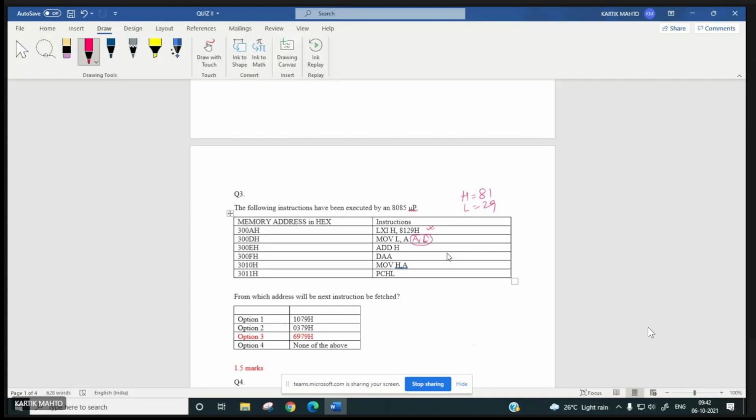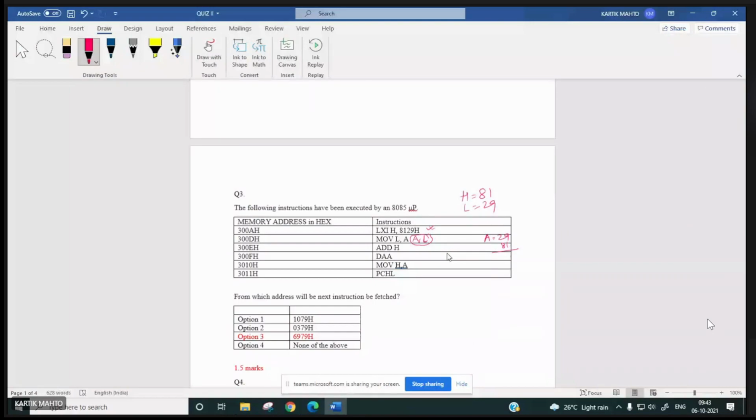Okay. Suppose if I take A comma L, anyway, everybody will get 1.5 marks. Not a problem. But suppose it is A comma L. So A will be how much? It will be 29. A will be 29. Now add H. So 81 will be added to this. So it will be in A.